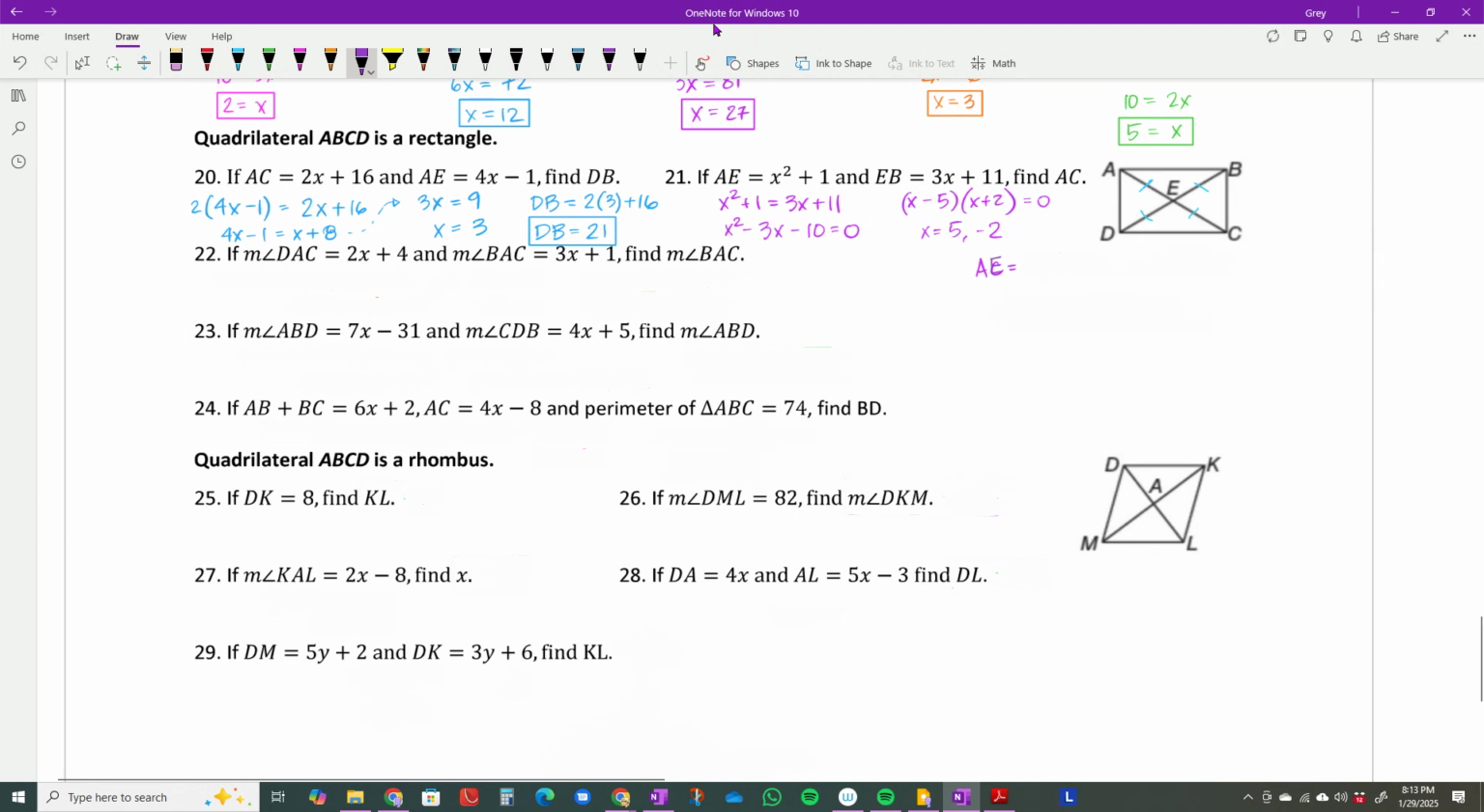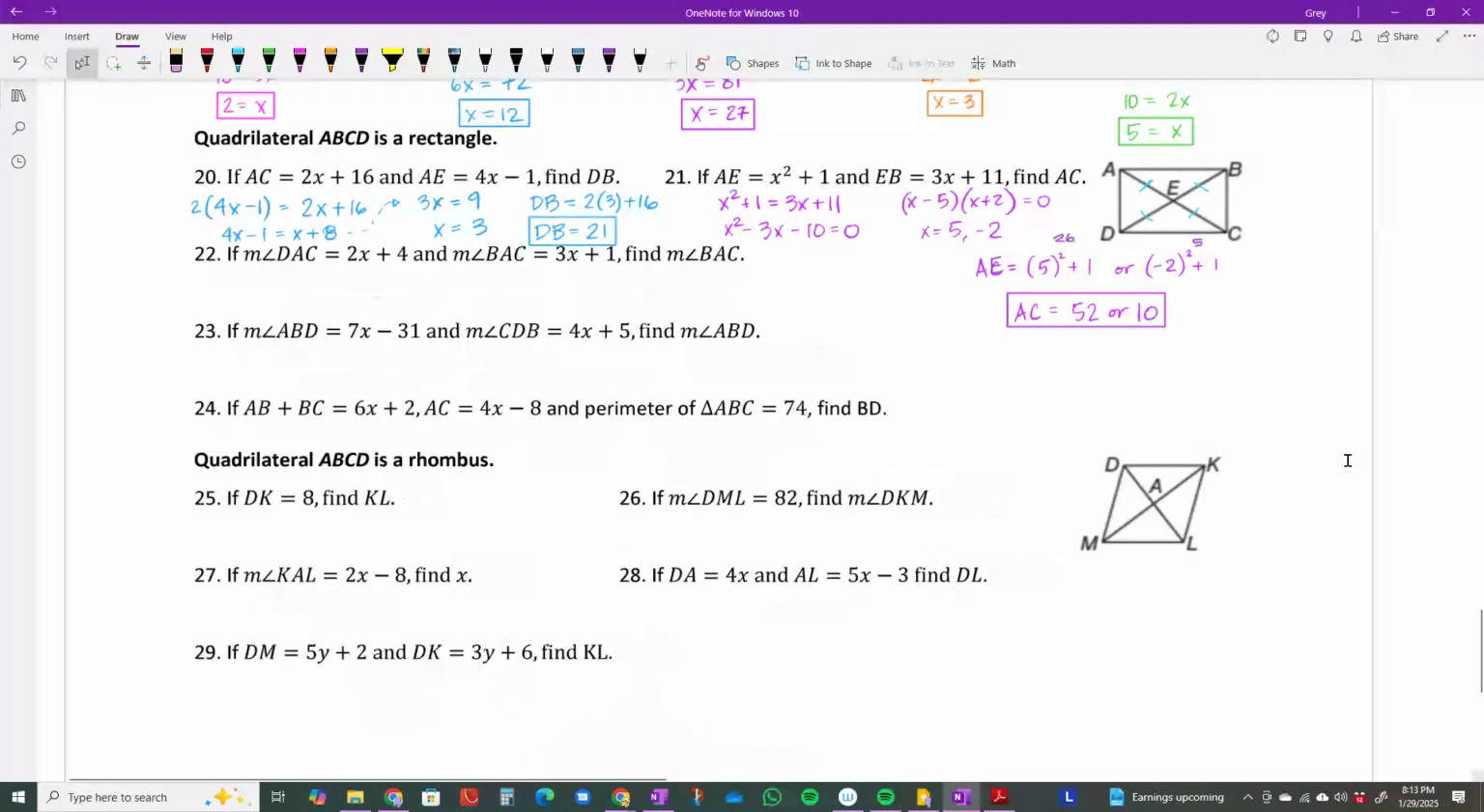Okay, AE, if I plug in 5, then that's 5 squared plus 1, which of course is 26, right? Or if I plug in negative 2, this one is going to give me 4 plus 1, which is 5. But that's AE, and they're asking us for AC. So AC is going to be 26 times 2, or 5 times 2. So that's where the 52 or the 10 come in as your answer. I just had that written down wrong.